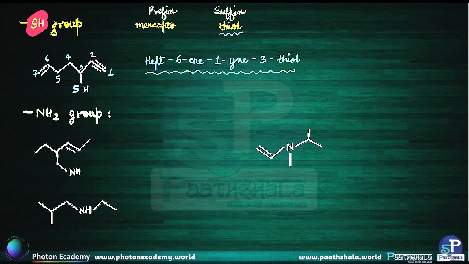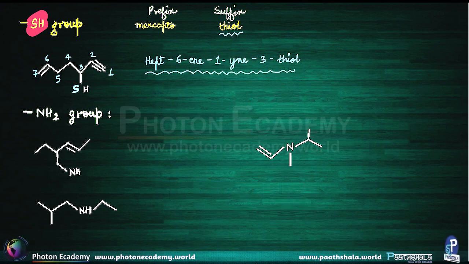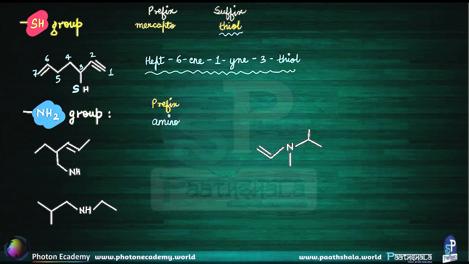So moving on to the next group that we have, that is the NH2 group. Now the NH2 group, the prefix and the suffix which we use are, so if we see the prefix over here, the prefix that we use is amino, and the suffix that we use is amine.